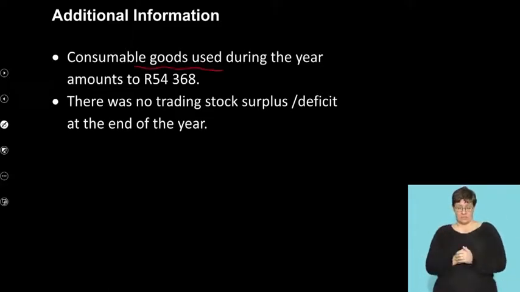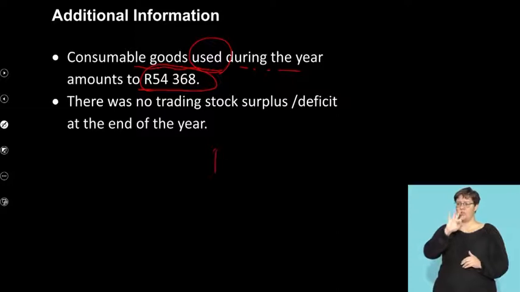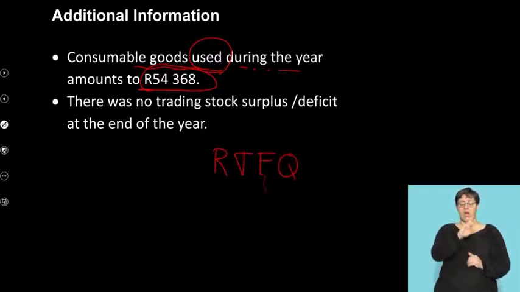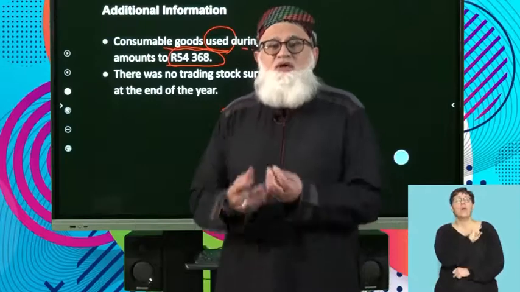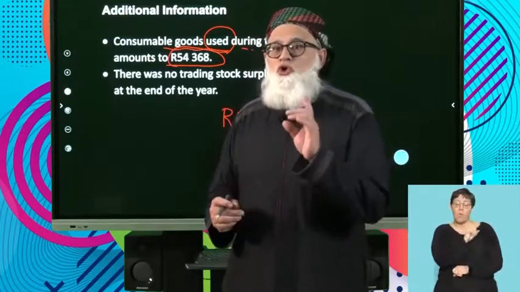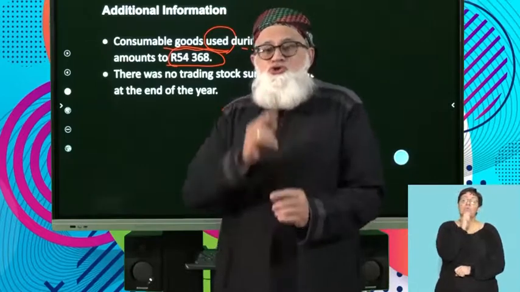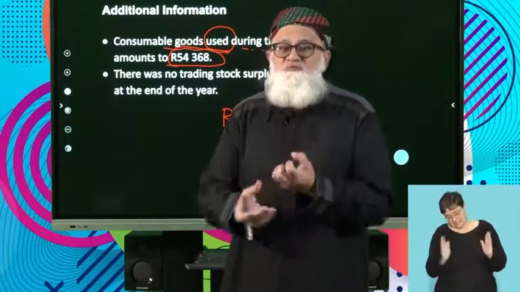Consumable goods used during the year amounts to 54,368. Remember this acronym here? RTFQ. Read the full question. Why? Because they're clearly telling you in this adjustment, your consumable goods used, not what was left over. And therefore, the adjustment changes.